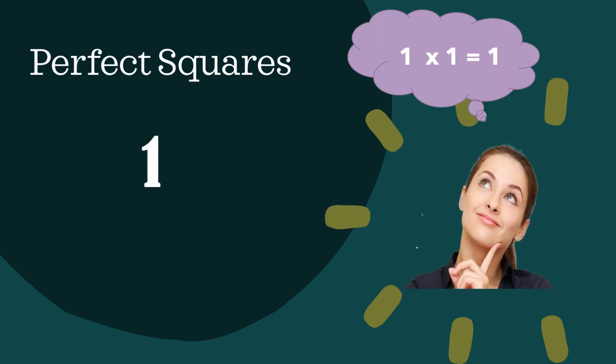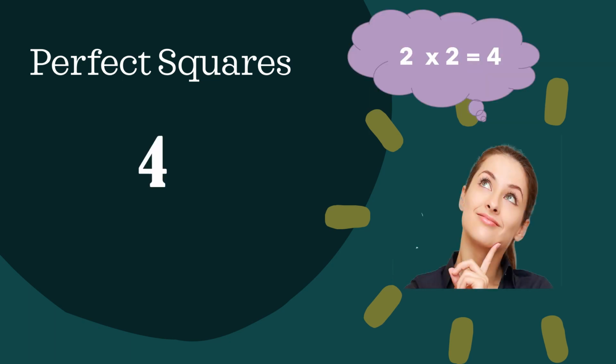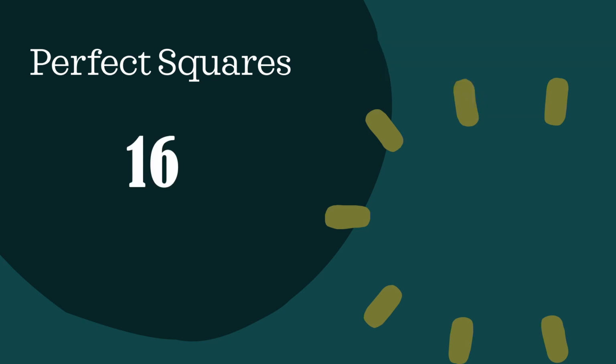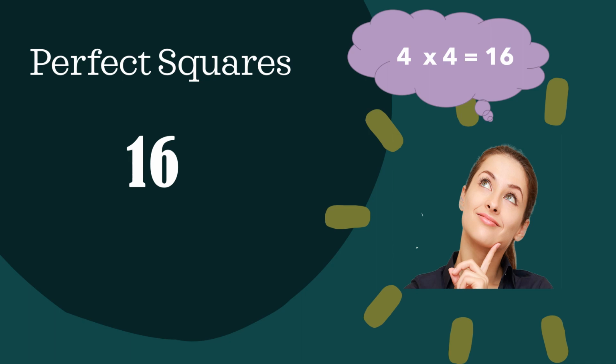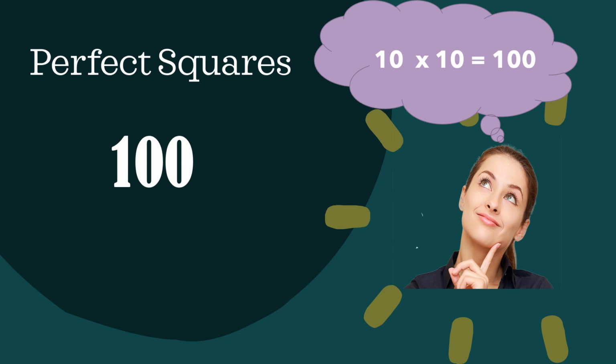1 is a perfect square. Bakit? Kasi 1 times 1 is equal to 1. Another example is 4 because 2 times 2 is equal to 4. 16 is also a perfect square because 4 times 4 is equal to 16. Another example is 100 because 10 times 10 is equal to 100.